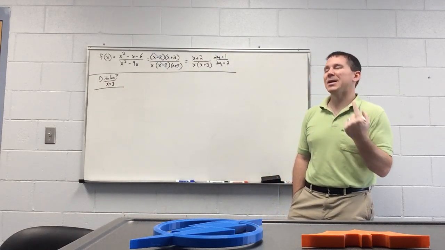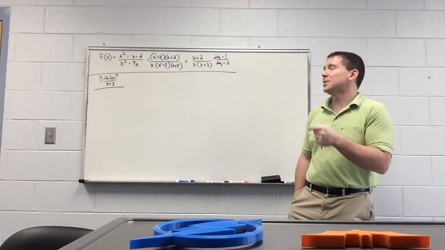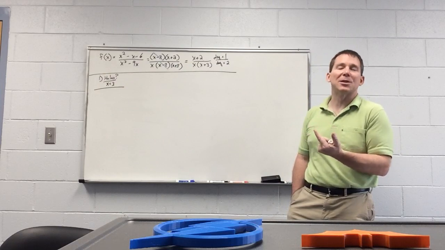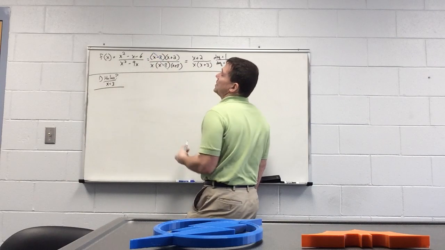And all we really do is we'll do the entire rest of our graph, and then at the end, we'll just draw a hole wherever the function is graphed when x is equal to 3. So we do that at the end, but we find it at the beginning because we see it from the factoring.